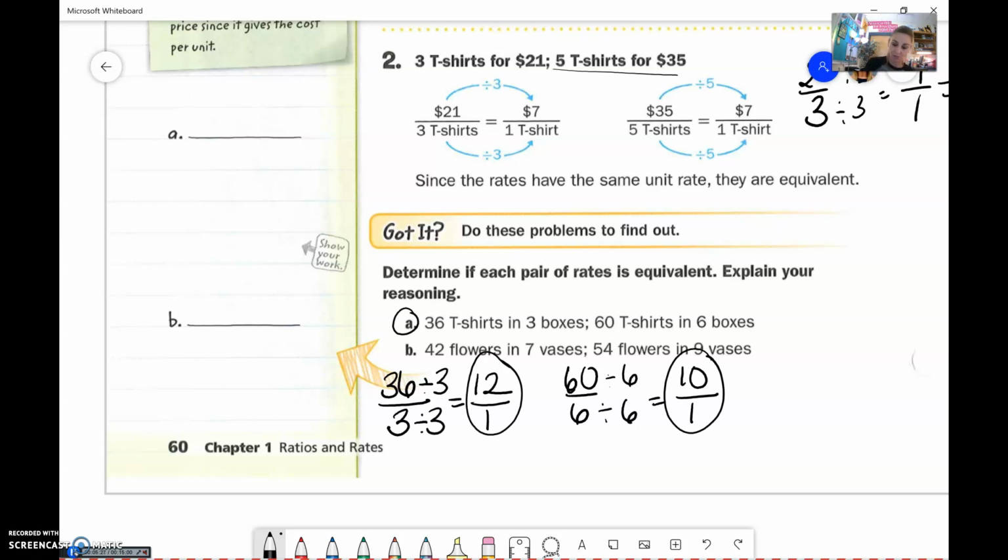It says, determine if each pair of rates is equivalent. We just showed our work. And are we going to explain them? No, they are not equivalent.